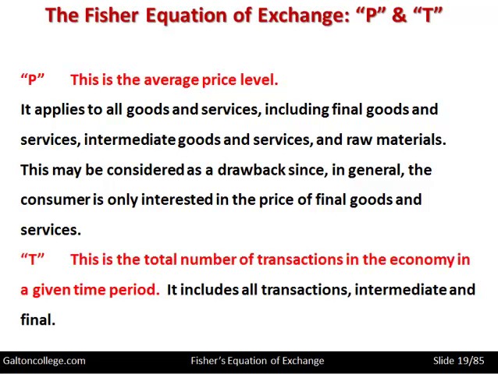T is the total number of transactions in the economy in a given time period. It includes all transactions, intermediate and final. So raw materials being traded, semi-finished goods and so on, all of those are transactions and they'll all be included in the Fisher equation. So it includes all goods and services and the price of all goods and services.